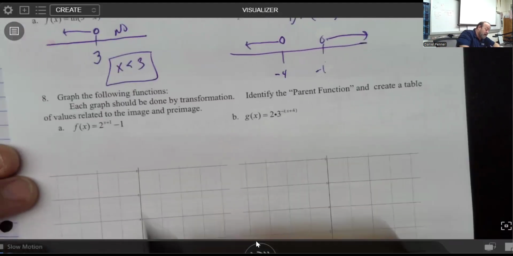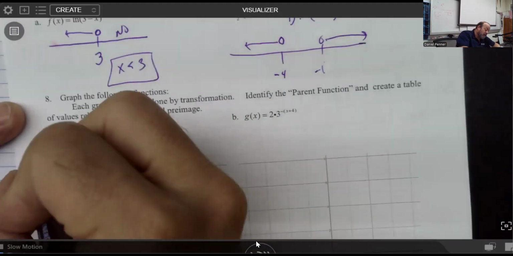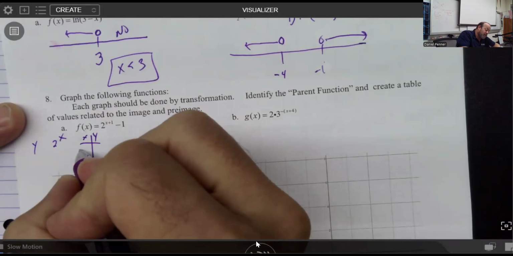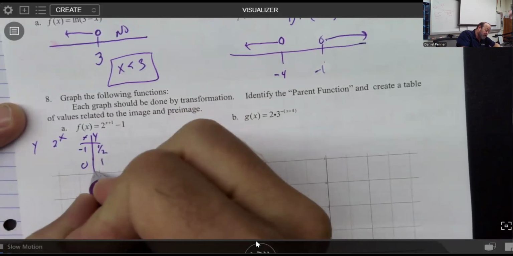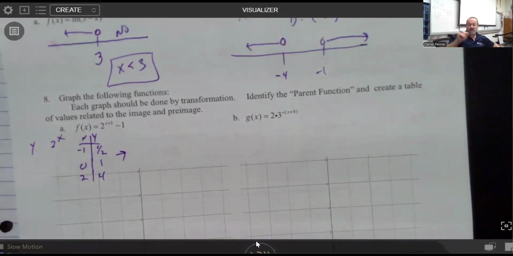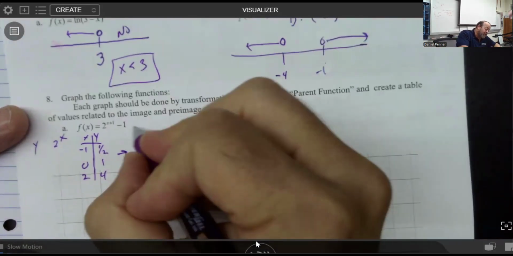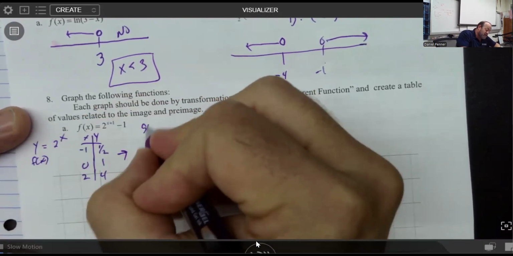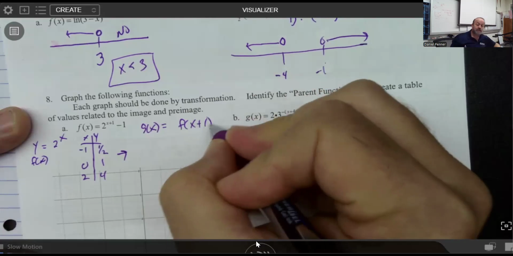table of information. I would say that my parent function is going to be 2 to the x. We could have a couple of simple values where maybe we had -1 giving me 1/2, 0 maybe giving me 1, and I'm jumping up a little bit. I went to 2 gives me 4, so the values at least are spread out a little bit. And I should know that if f of x equals this, then g of x is f of x plus 1 and then minus 1.